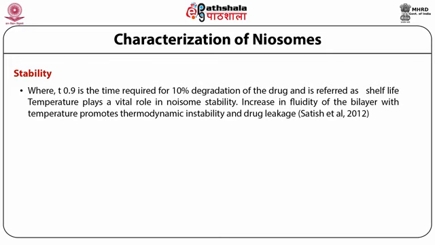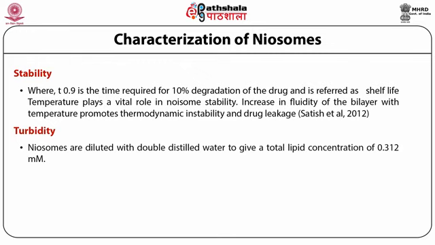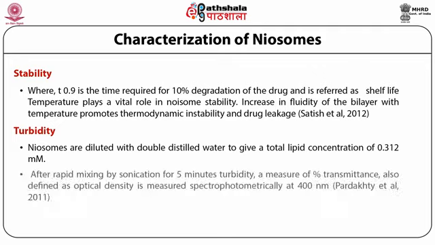The next parameter for characterization is turbidity. The Neosomes are diluted with double distilled water to give a total lipid concentration of 0.312 millimolar. After rapid mixing by sonication for 5 minutes, turbidity, which is a measure of percent transmittance and also defined as optical density, is measured using a spectrophotometer at 400 nm.